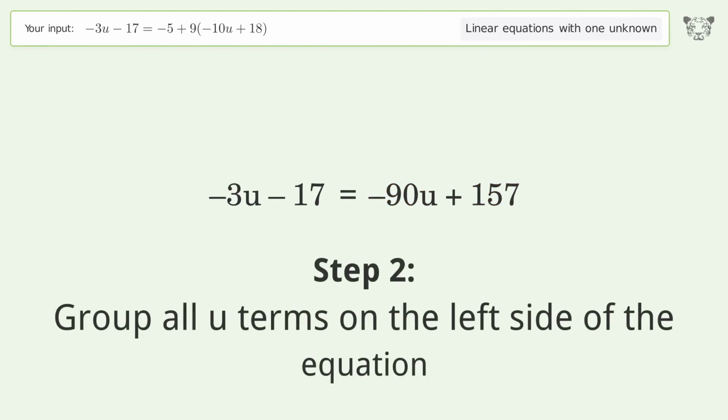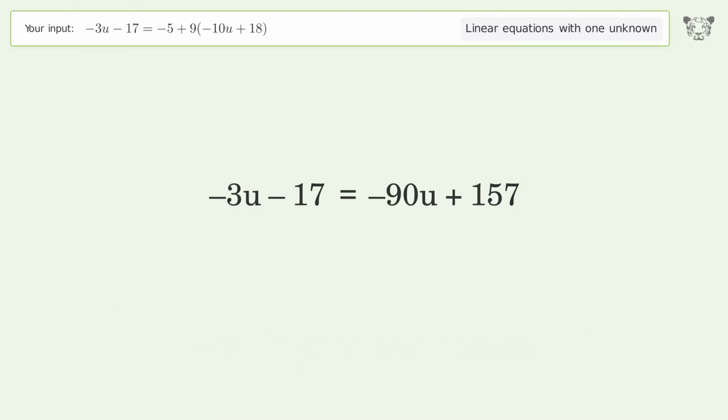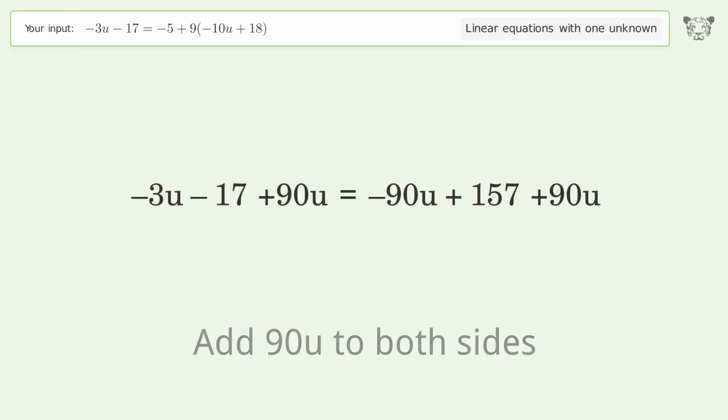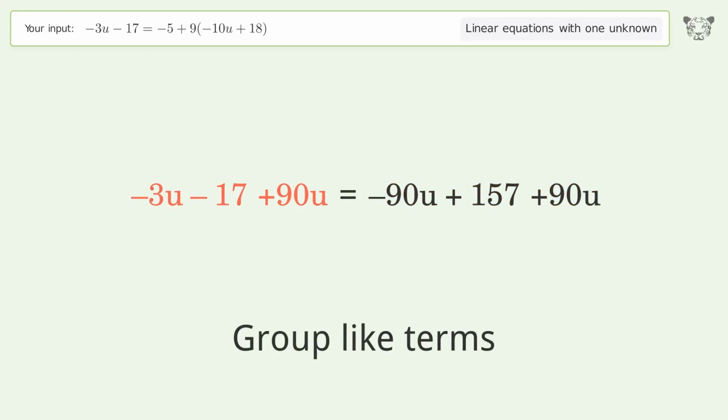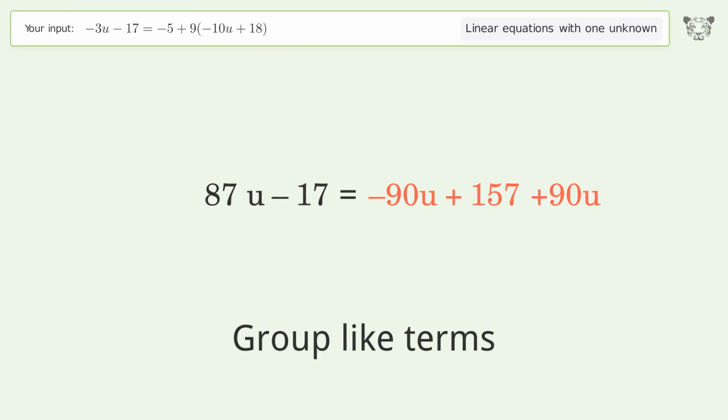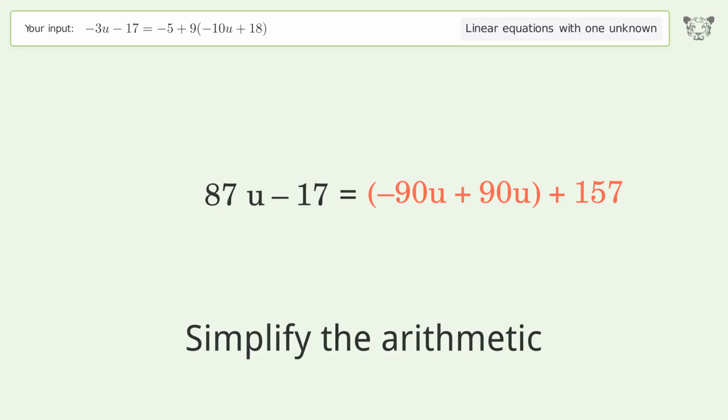Group all u terms on the left side of the equation. Add 90u to both sides. Group like terms. Simplify the arithmetic. Group like terms. Simplify the arithmetic.